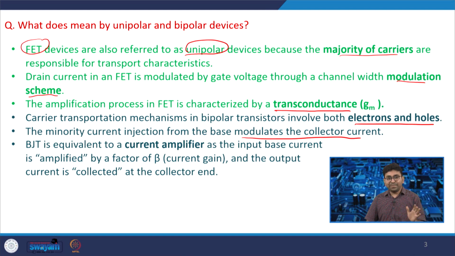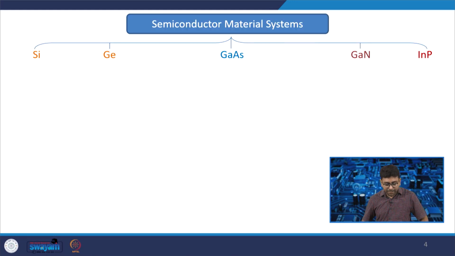So, that is a basic difference in terms of analogy between unipolar and bipolar, and that is why in the BJT we consider the current gain. However, in the FET we consider the transconductance, because the output is a current and the input is a voltage. So, this is the basic difference between unipolar and bipolar.